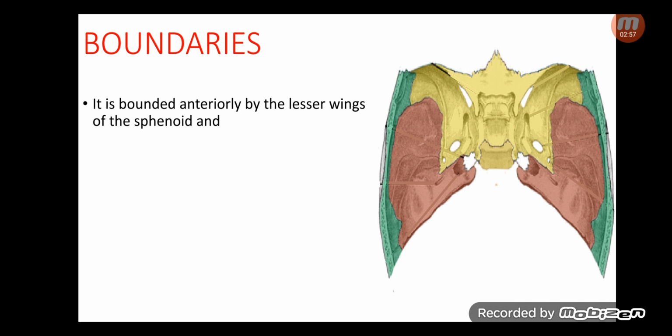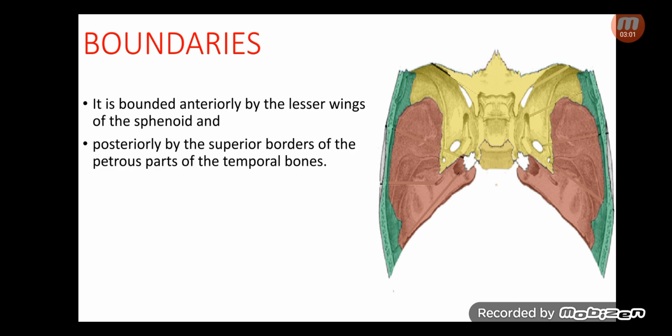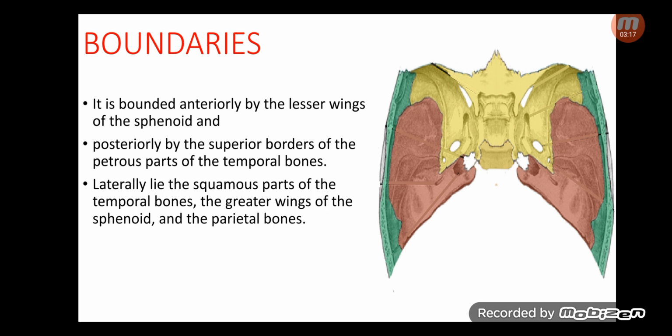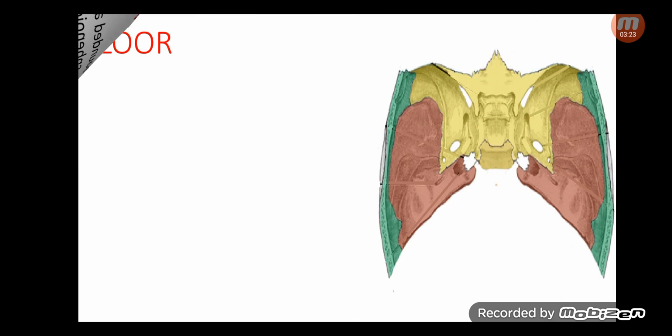Talking about the boundaries of the middle cranial fossa, it is bounded anteriorly by the lesser wing of the sphenoid and posteriorly by the superior border of the petrous part of the temporal bone. So the lesser wing of the sphenoid separates this fossa from the anterior cranial fossa, and the petrous part of the temporal bone separates this fossa from the posterior cranial fossa. Laterally lie the squamous part of the temporal bone, the greater wing of the sphenoid bone and the parietal bone.